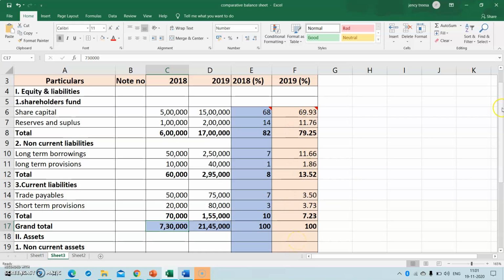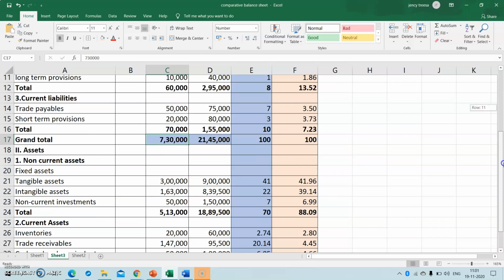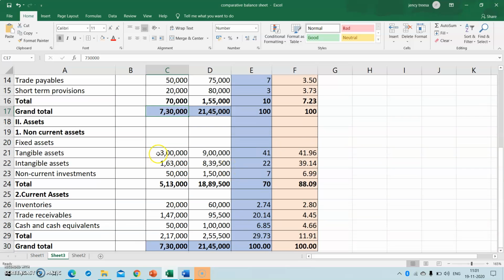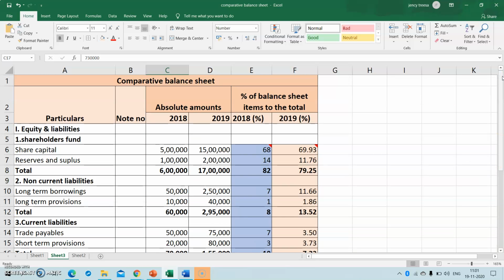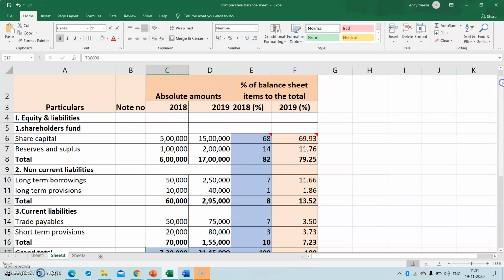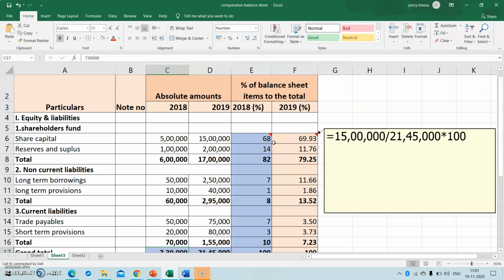Similarly, you will do it for the next year also. And for liabilities also, it's the same. That is 3 lakhs divided by what is the total? 7 lakhs 30, or both are the same, no? Into 100. And for this, 9 lakhs divided by 21 lakhs 45,000 into 100. And you'll do the same for liabilities also. So this is how you prepare the common size balance sheet. Okay, the common size balance sheet is prepared like this. That is, you will find out the percentage of each item.